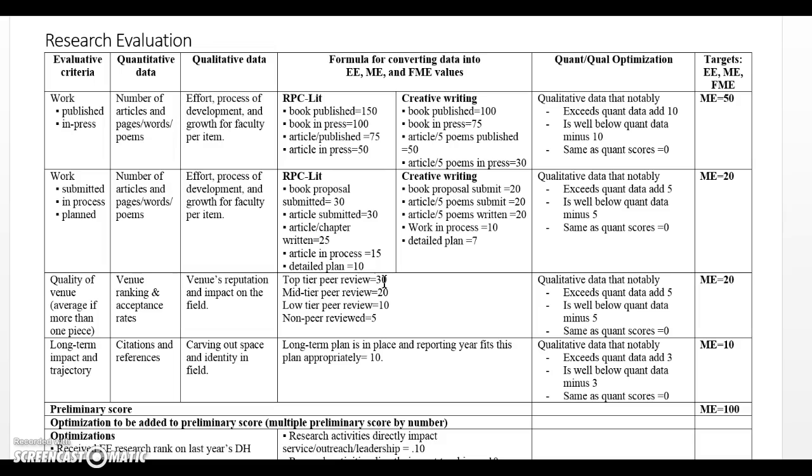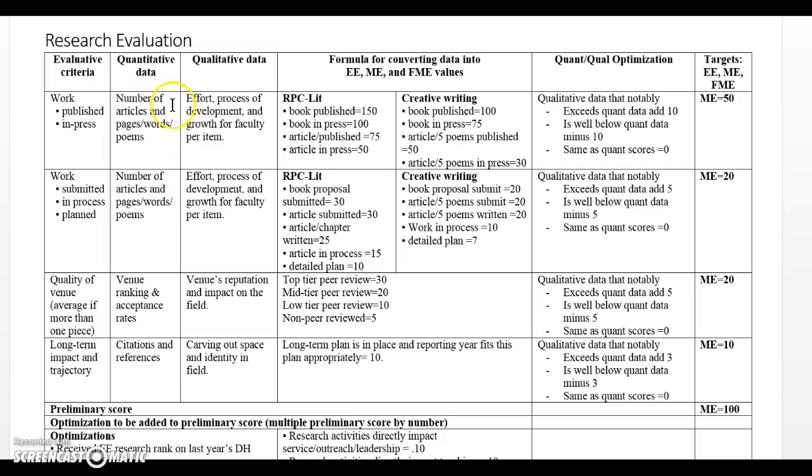Okay, going back now, following the same structure, we have our criteria, we have our quantitative data, and our qualitative data. The quantitative data simply means number of articles, pages, words, poems, and this is where you all can see how difficult it is for a department head to evaluate someone who writes poetry versus someone who writes nonfiction. And in rhetoric, we'll have an article, a theoretical article, or empirical research study. Literature will have a short critical review.